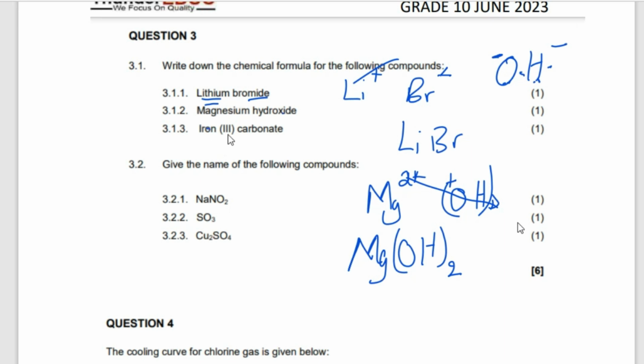So iron 3 carbonate. Carbonate is also a radical. Iron is a transition metal, meaning that it doesn't have a fixed state. It can be iron 2, it can be iron 3, so it has lost 3. So it means that this is going to come here. Let me show you.